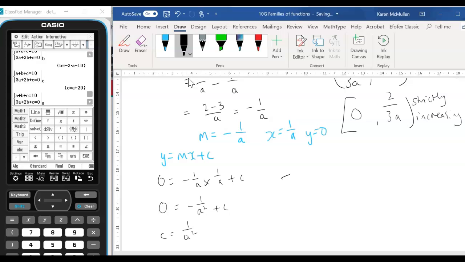So your equation of the tangent is y equals your gradient, which is negative 1 on a, x, plus 1 on a squared. So that's your tangent equation.